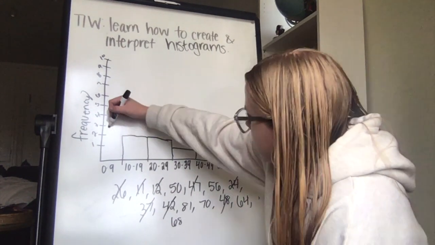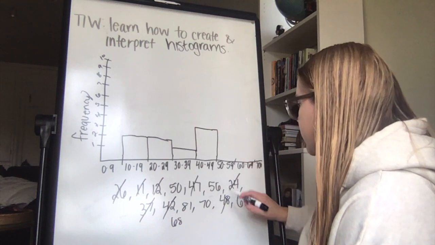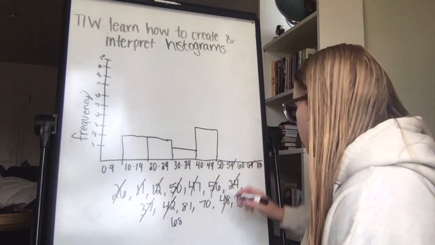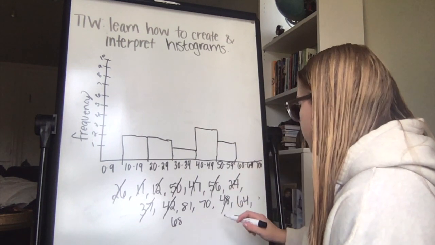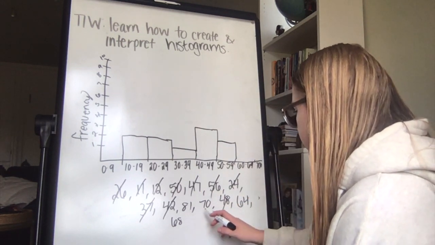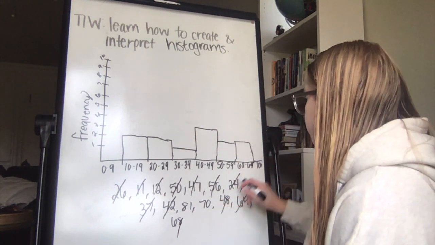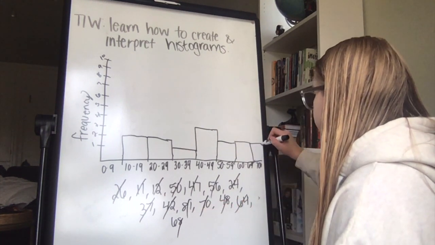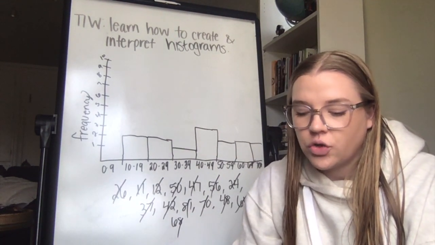Let's see. How many people are between 50 to 59? 1, 2. How many people are between 60 to 69? 1, 2. And how many people are 70 plus? Again, 2.